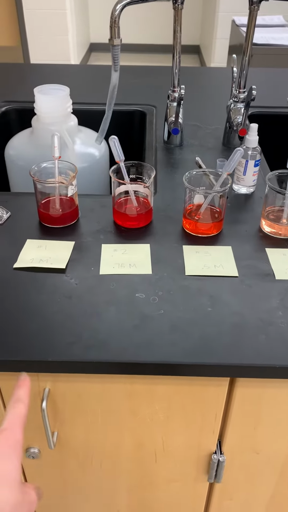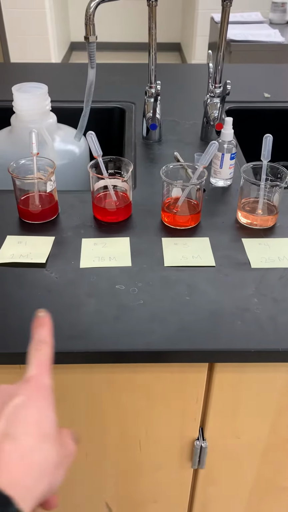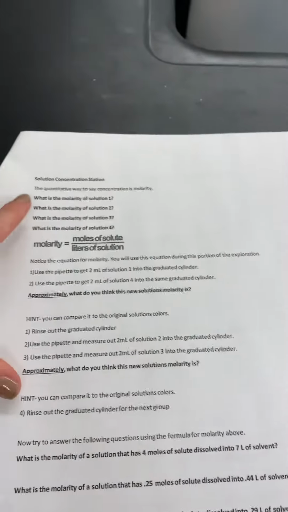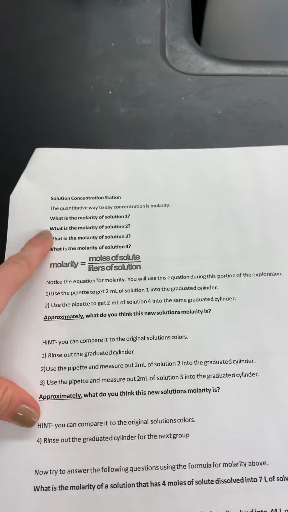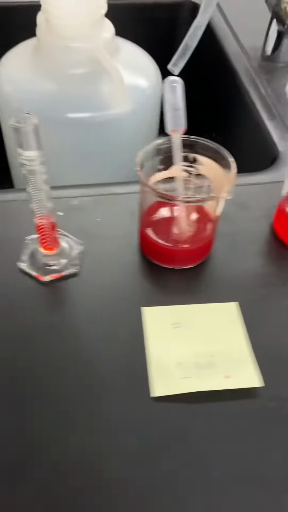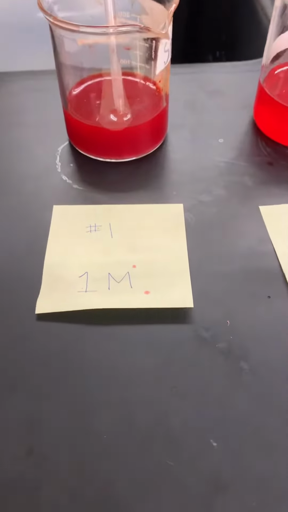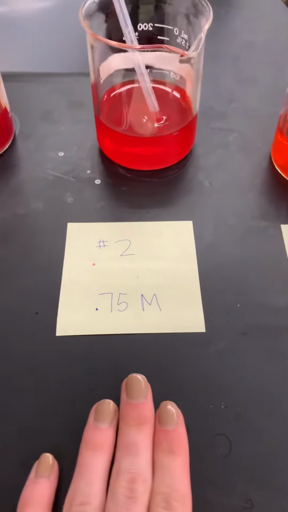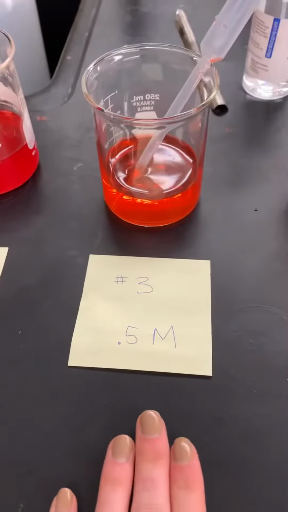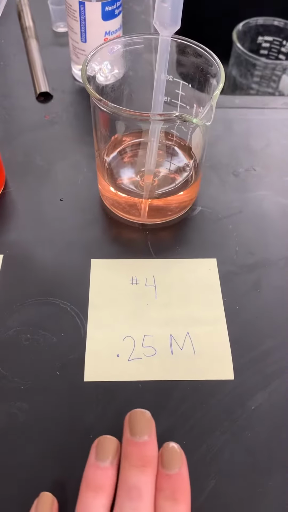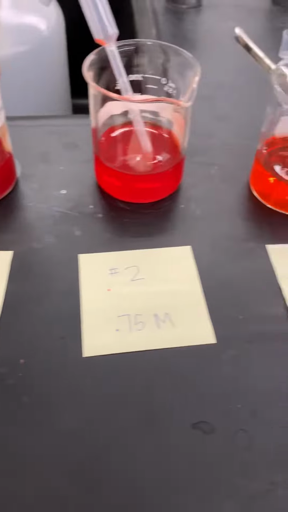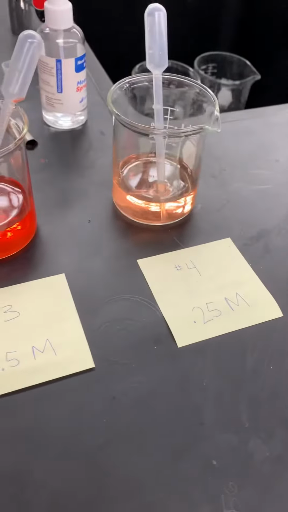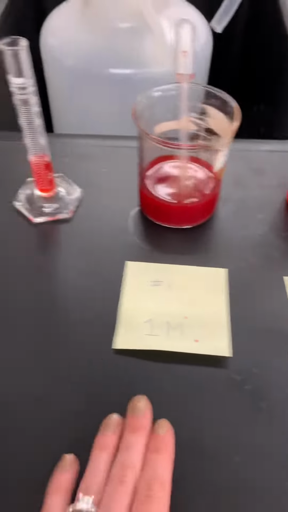Okay, so you're going to be using all of these different solutions to answer this last page on your worksheet. So these first few, when it says what is the molarity of the solution, I'll show you each of these solutions. So this is number 1. It has the molarity down below. All right, there's number 2, there's number 3, and there's number 4. So you'll notice we see a molarity change and we see a color change as we go down the line. All right, so get those down for the first few.